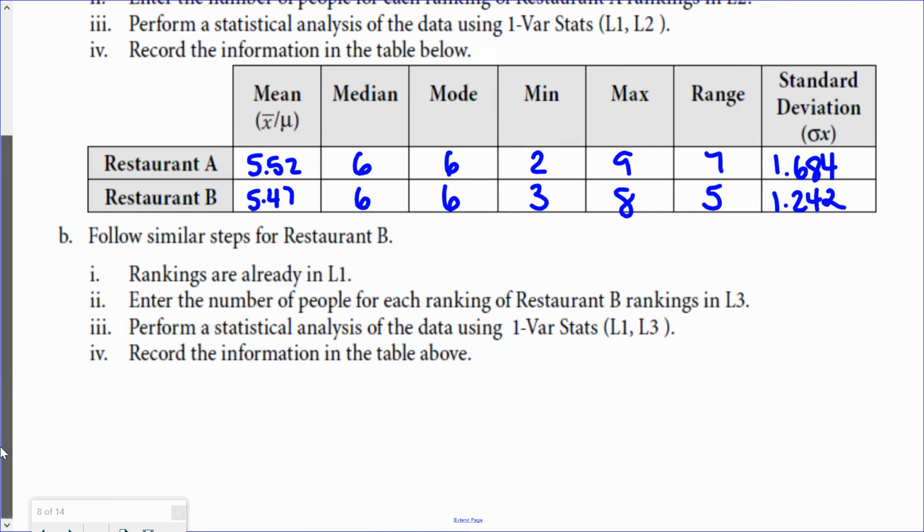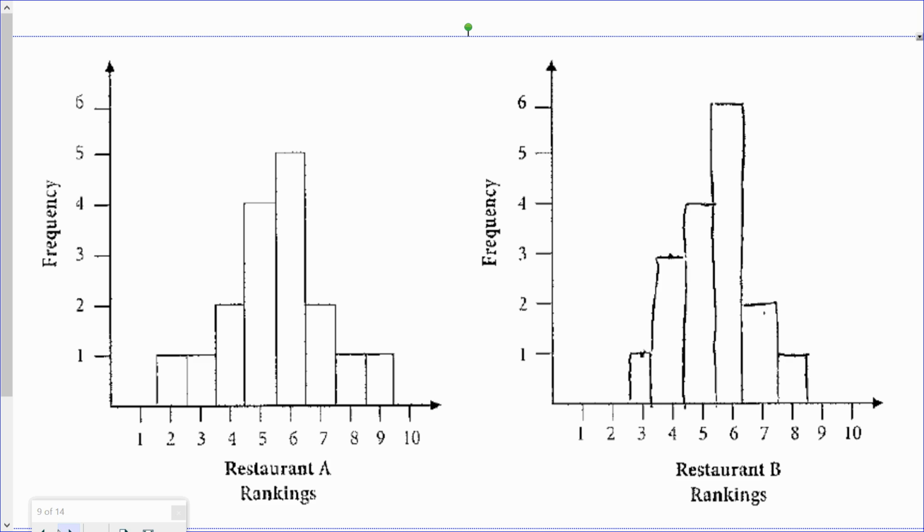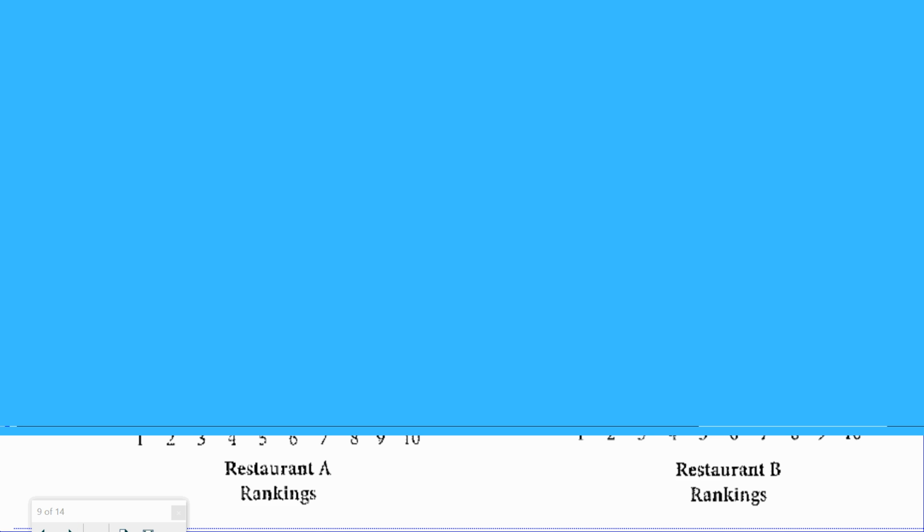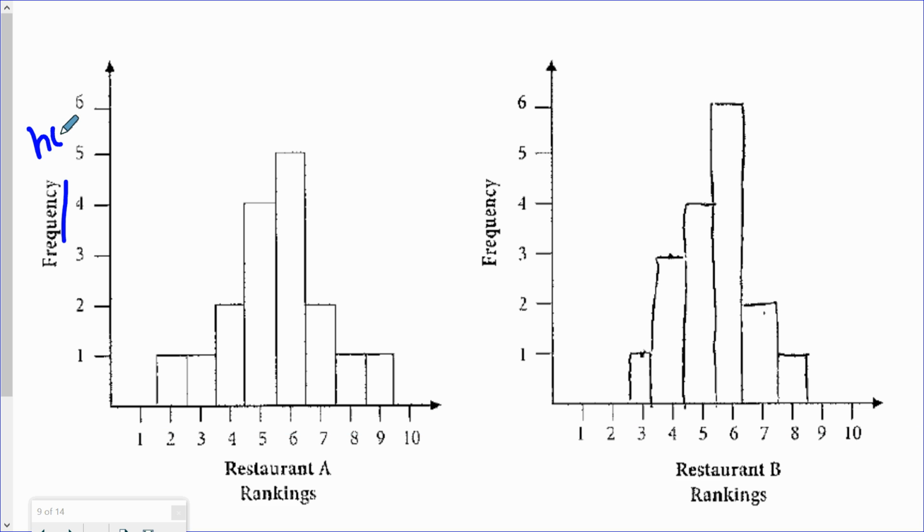Okay, so this is just saying do the same thing for restaurant B. So, oh, I feel like I'm missing a page. Oh, it says graph the histogram by hand on the graph below. So this one we would have got yesterday. So again, this is frequency, or basically how many people gave it that rating.